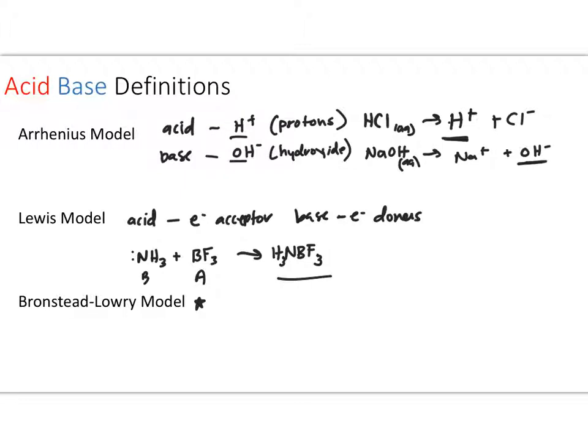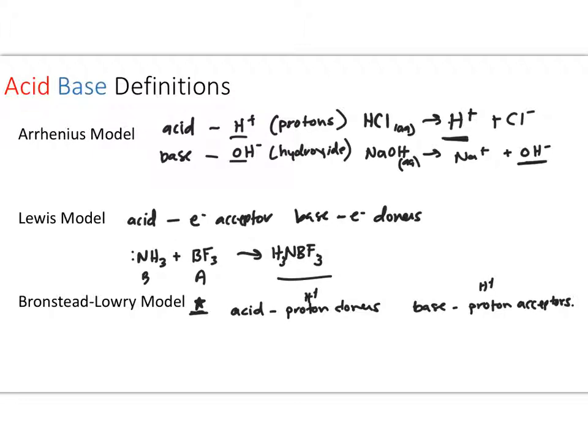The last model that we're going to be looking at is the most useful. The Bronsted-Lowry model allows us to explain various different types of acid-base chemistry, and it's very straightforward. We're going to be focusing on this definition for the remainder of this unit. Bronsted-Lowry acids are going to be proton donors, and the Bronsted-Lowry bases are going to be proton acceptors. Remember, when I say protons, I'm talking about H+. I'm not talking about the subatomic particle present inside the nucleus of atoms.